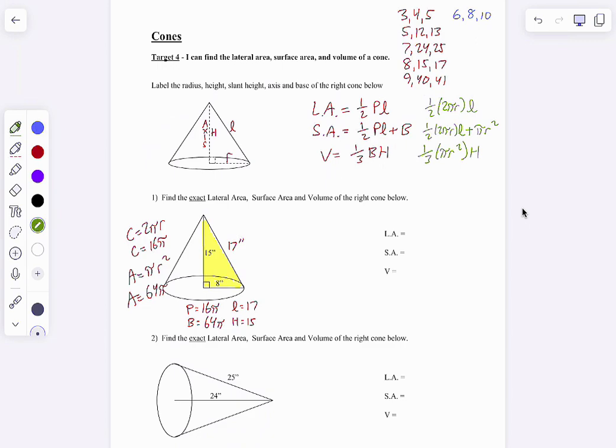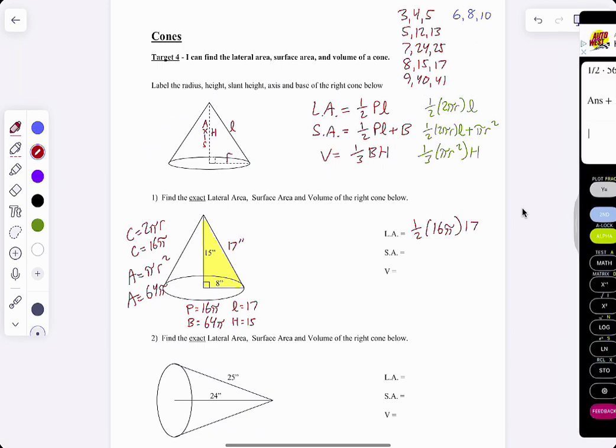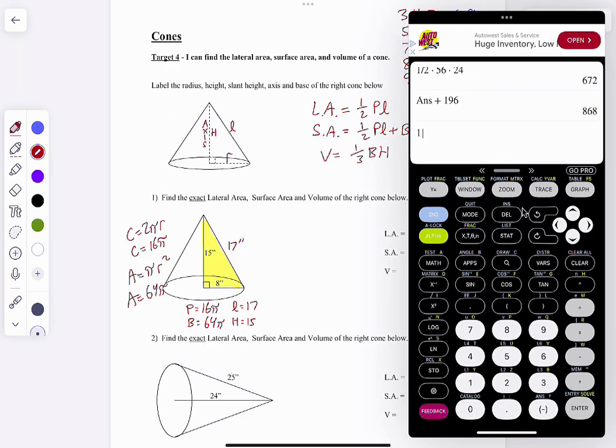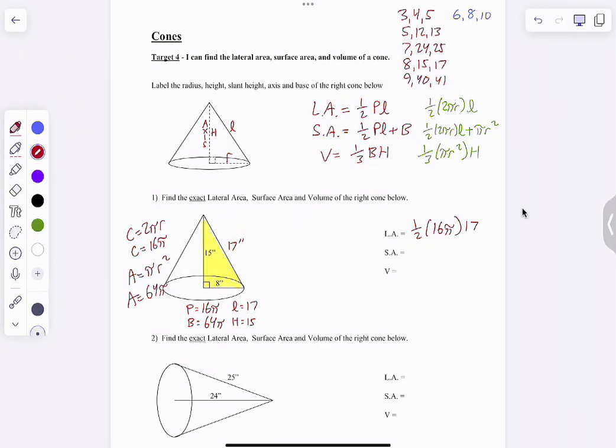Okay, so for the lateral area, I am just doing 1/2. That's part of the formula. P, which we wrote down as 16 pi, times slant height, 17. And then the answers we're looking for are exact. So when I type this into my calculator, I'm just putting all the numbers in except for pi, and I get 136 pi. I'm going to write it underneath because there's not a lot of room. So that lateral area is 136 pi.